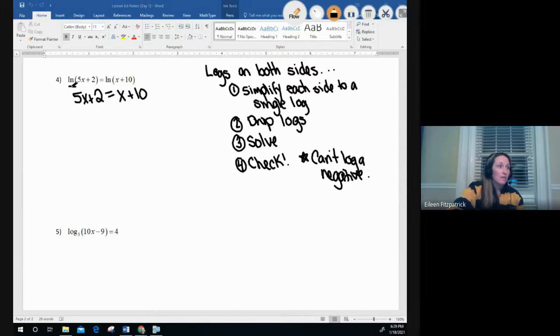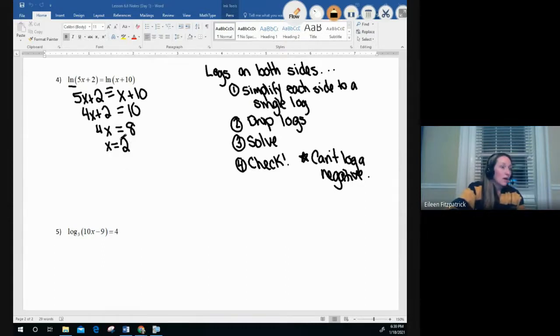Okay, because if you have ln, then what you're logging needs to be the same in order for it to be equal. So subtract an x from both sides. So 4x plus 2 is equal to 10. Then subtract 2 from both sides. So 4x is equal to 8. Divide both sides by 4. X is equal to 2.